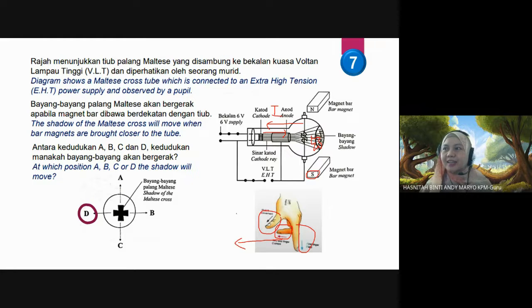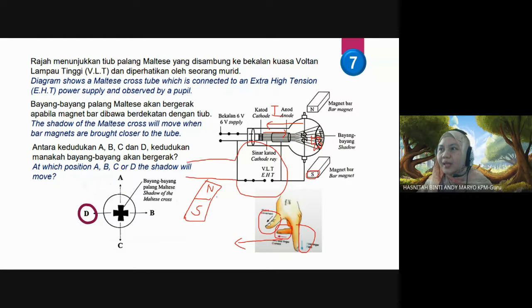If you have one bar magnet, like just now, let's say you put one bar magnet, this one is N, and the other side is S. Okay, this is the tube.